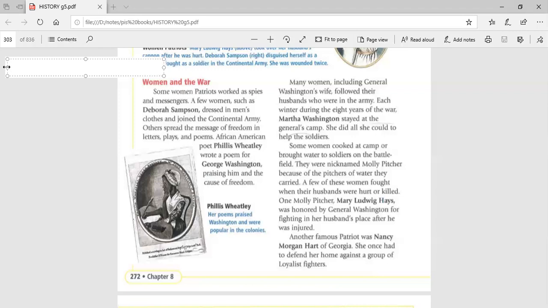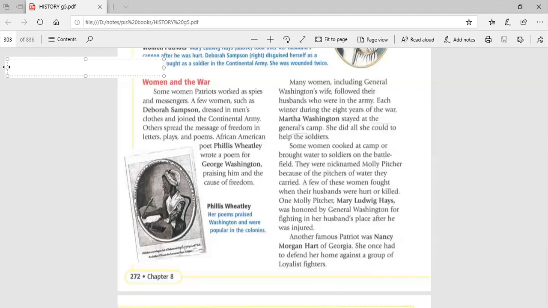Also, we have a woman called Mary Hayes. Mary Hayes, guys, was honored by George Washington because when her husband was killed in the war, she took his weapon and started to fight against Britain. Okay, also we have Nancy Morgan Hart. Nancy Morgan Hart defended her home against the loyalists.